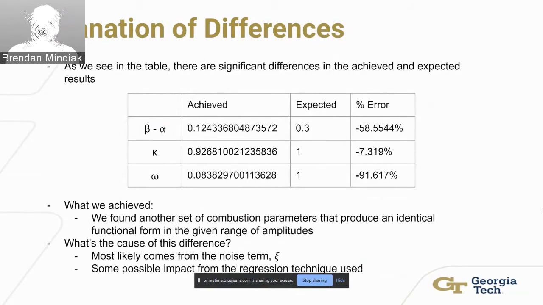And what we believe we found is another set of combustion parameters that produces an identical functional form for the given range of amplitudes, which we understand is a result of the fact that we're using a regression technique which is non-deterministic. And in addition, the model was at a certain level of fidelity, but it wasn't the full complexity that you would expect. And this difference most likely comes from our noise term, which I will again get to in just a minute.